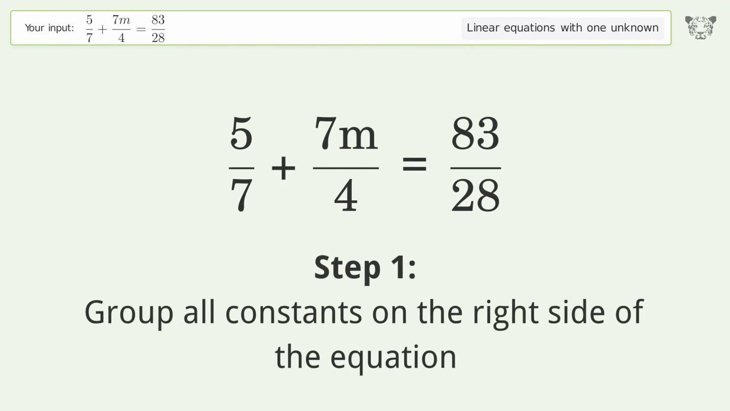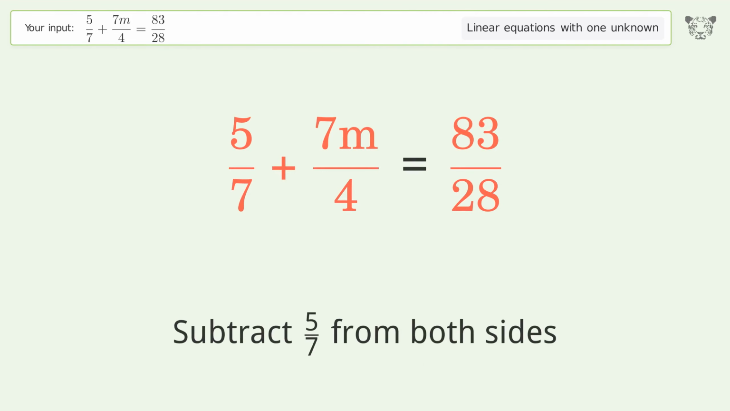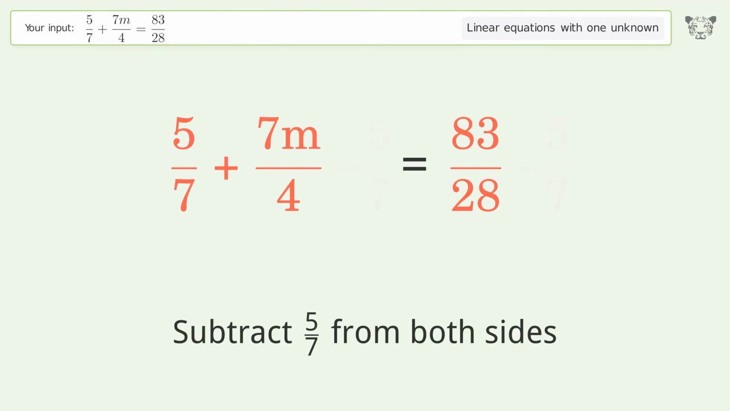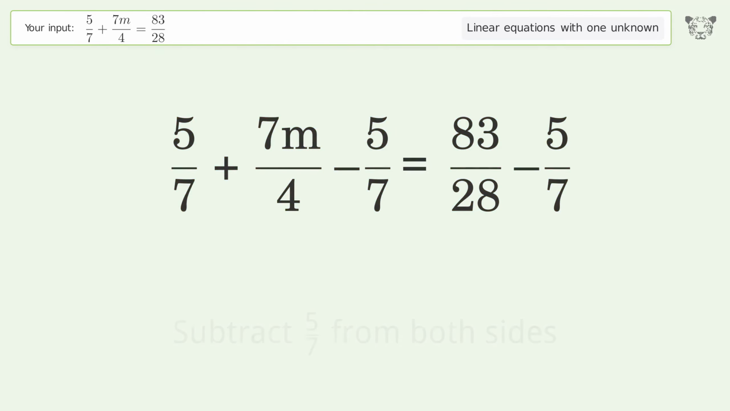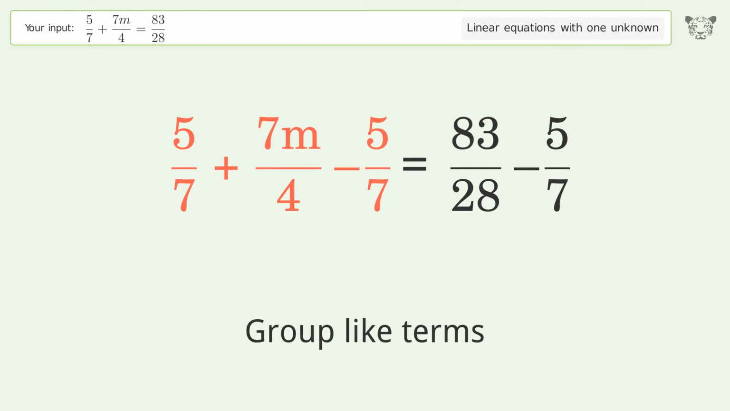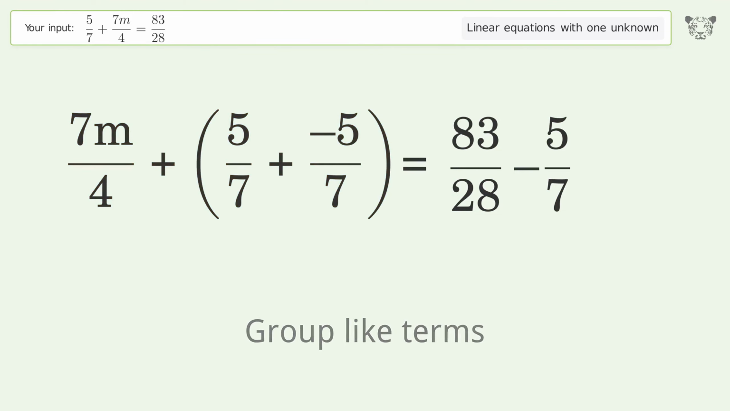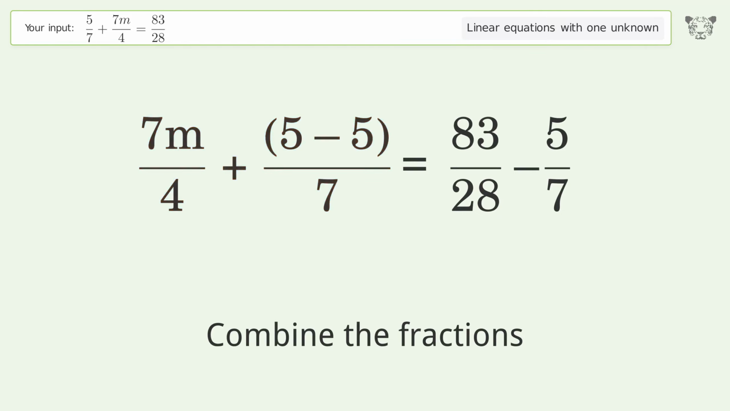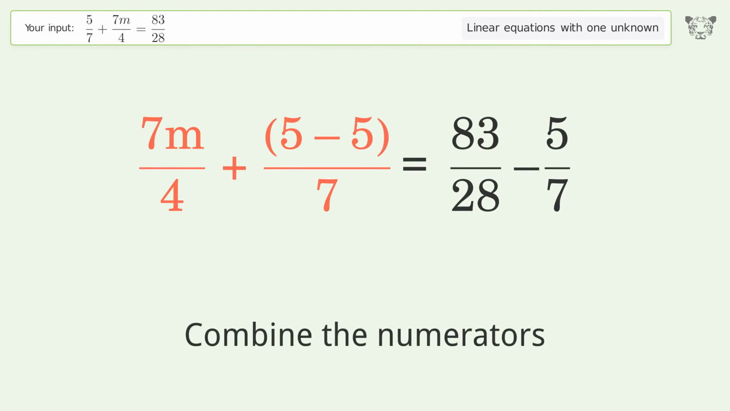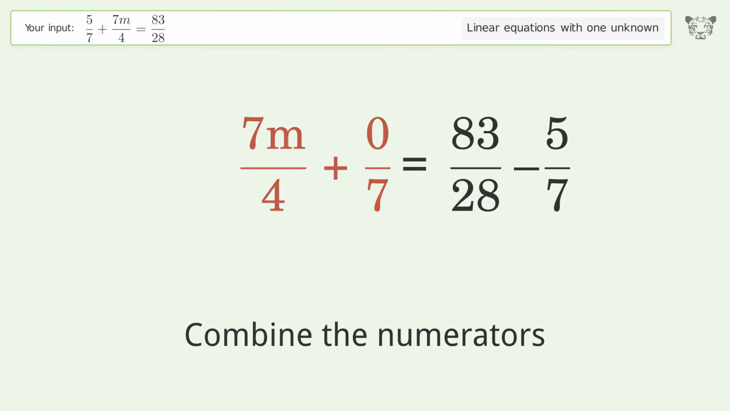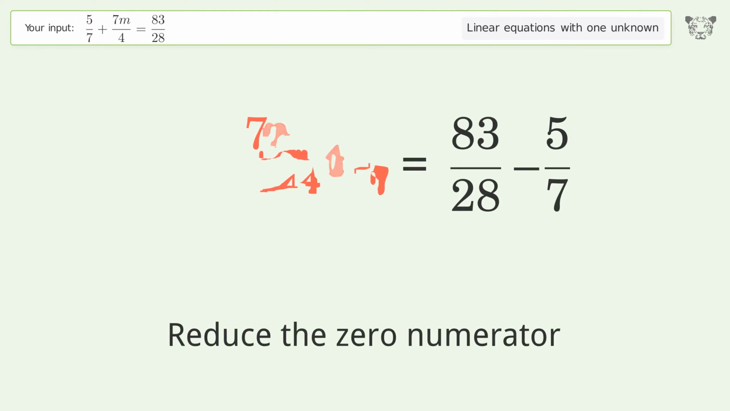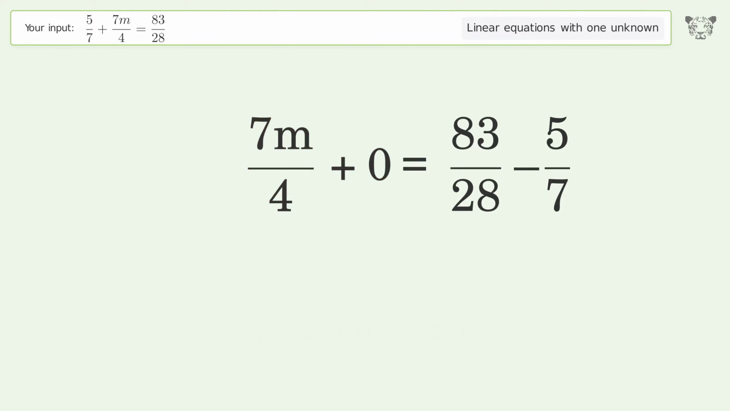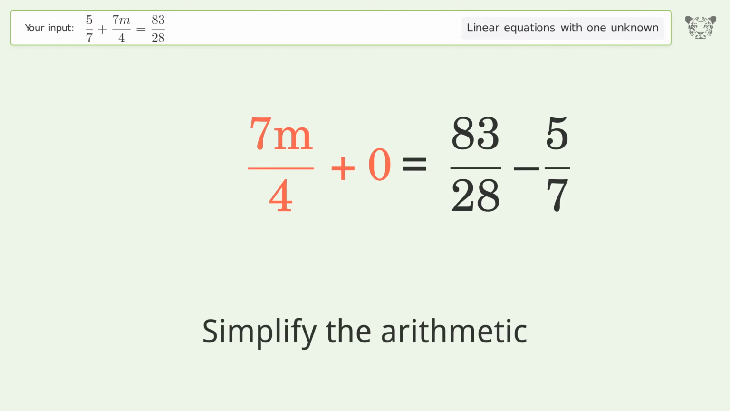Group all constants on the right side of the equation. Subtract 5/7 from both sides. Group like terms. Combine the fractions. Combine the numerators. Reduce the zero numerator. Simplify the arithmetic.